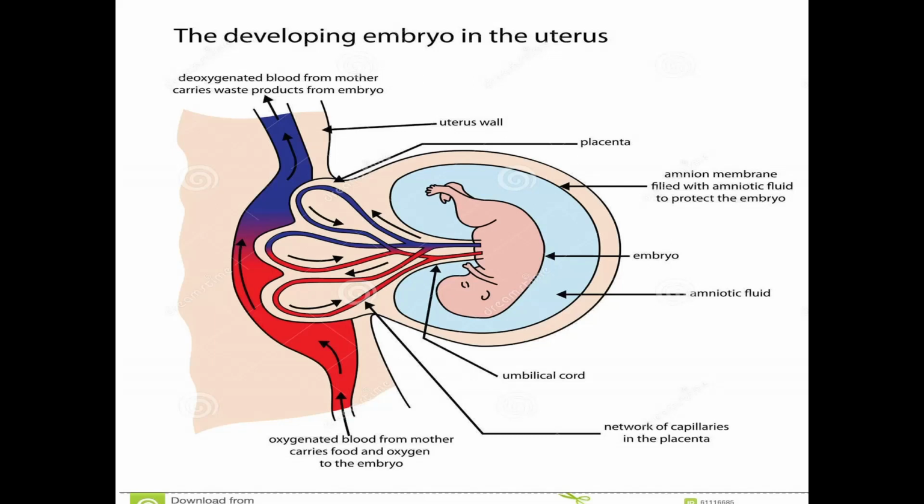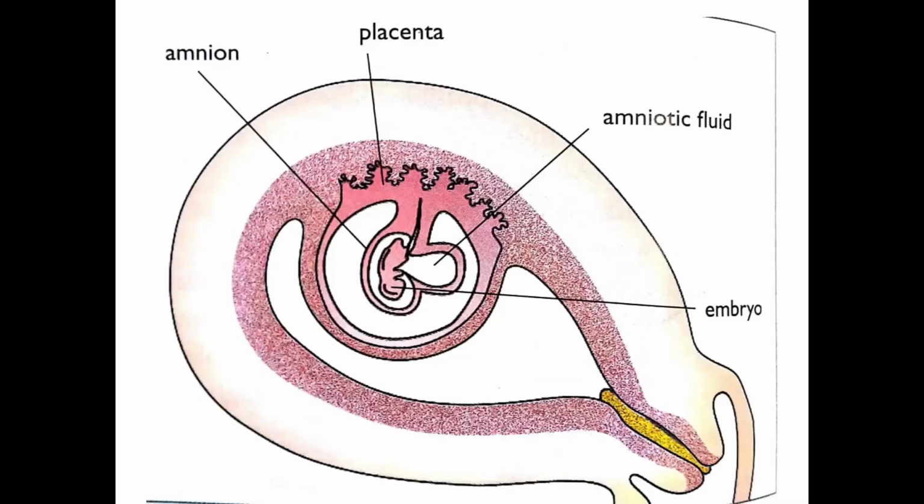So everything starts from the end. All the food will be going into the embryo. You can see from the top, deoxygenated blood from the mother carries waste products from the embryo, and oxygenated blood from the mother carries food and oxygen to the embryo. The embryo requires food and oxygen in order to grow and survive longer. Inside is the amnion, the placenta, the amniotic fluid, and the embryo is inside there.